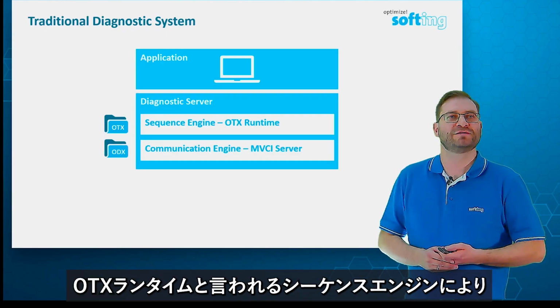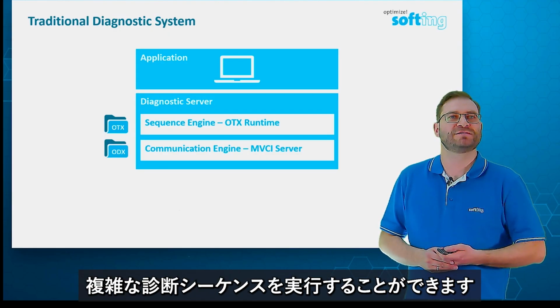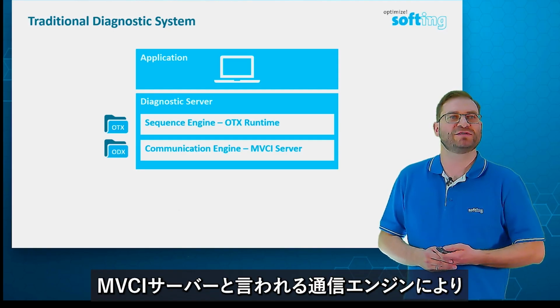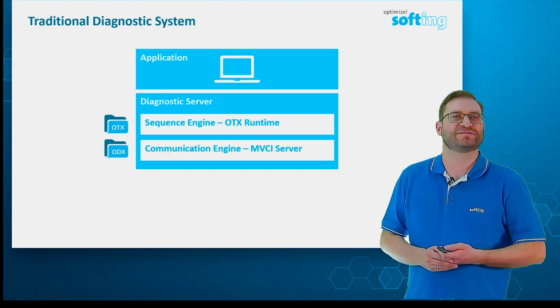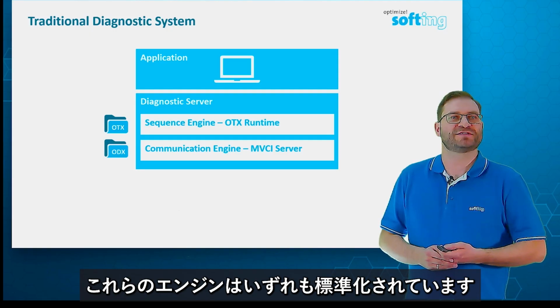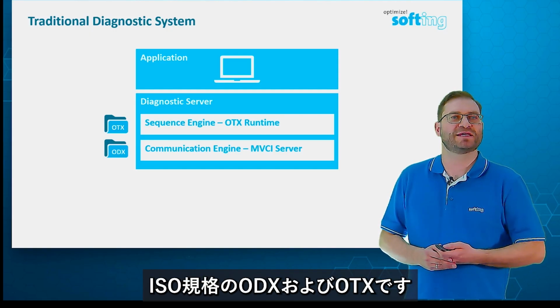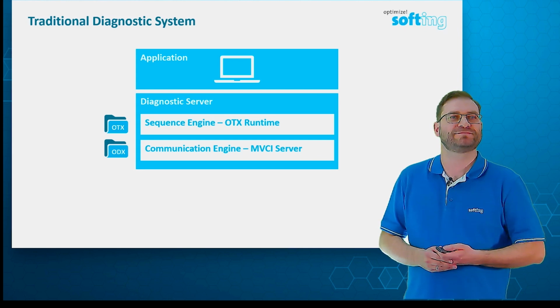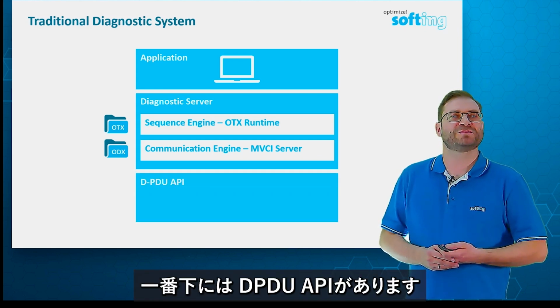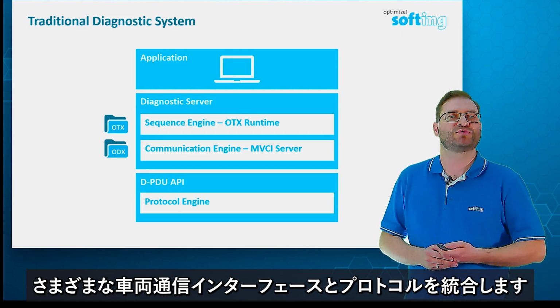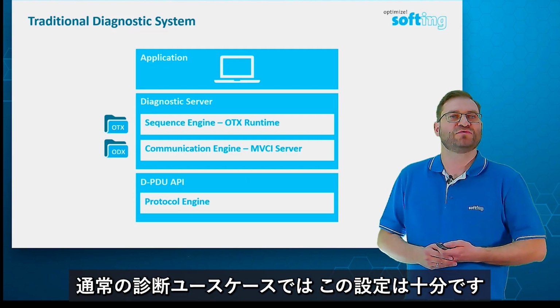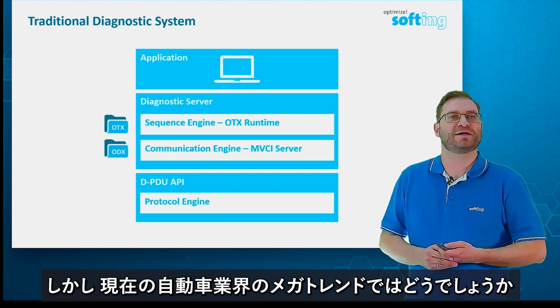The sequence engine, also called ODX runtime, allows us to execute complex diagnostic sequences. The communication engine, also called MVCI server, allows us to execute diagnostic services. Both engines are standardized. More precisely, the ISO standard ODX and OTX. At the bottom, we find the DPDU API, a standardized protocol engine, which allows the integration of various vehicle communication interfaces and protocols in the application. For normal diagnostic use cases, this setup is sufficient.